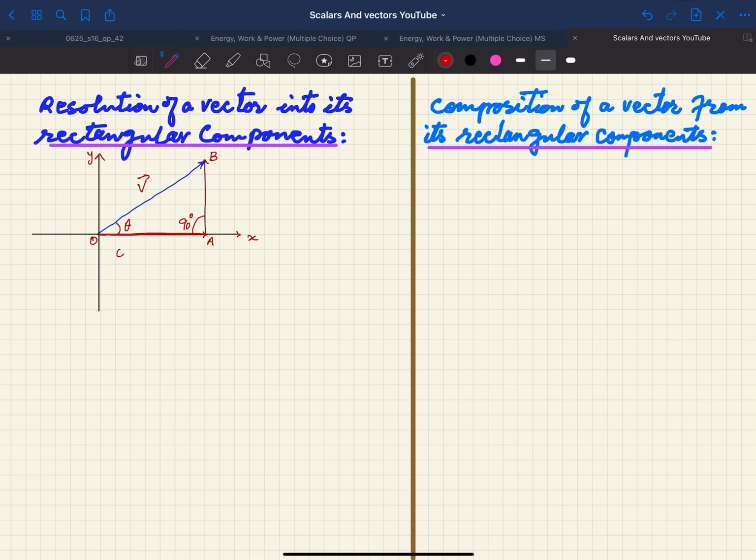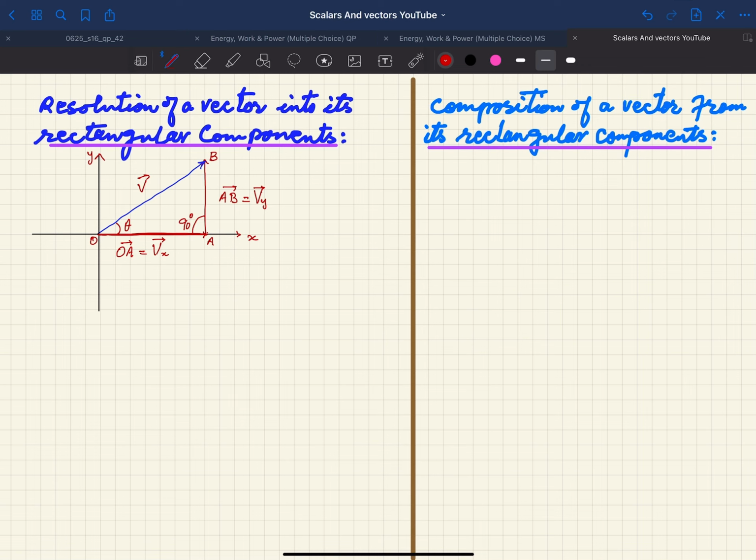So simply you can say that vector OA is nothing but the x component of the vector. So we can say that this is Vx. Similarly, vector AB is basically the part or component of vector V which is lying along the y-axis. So simply you can say that this vector is the y component of your resultant vector V.